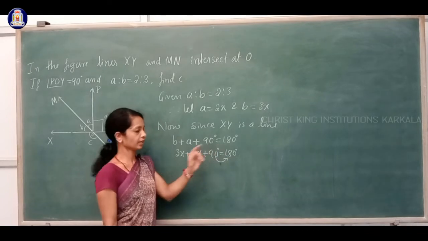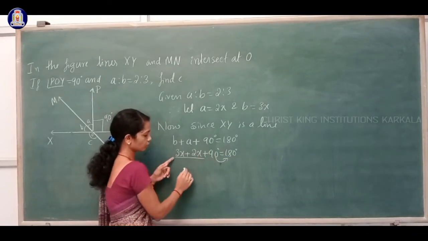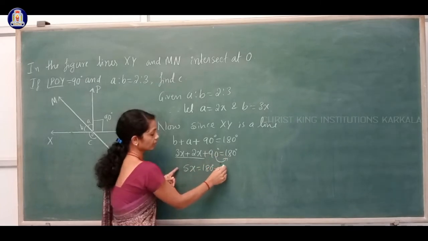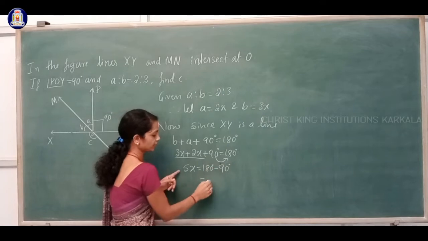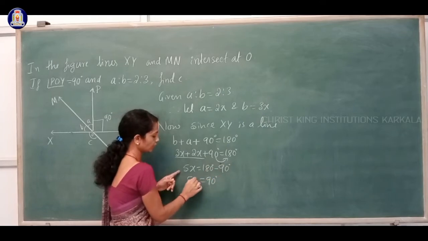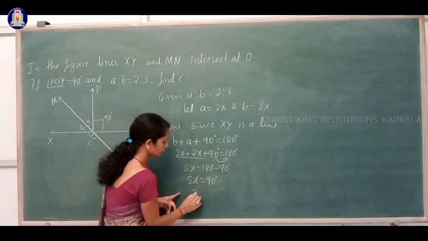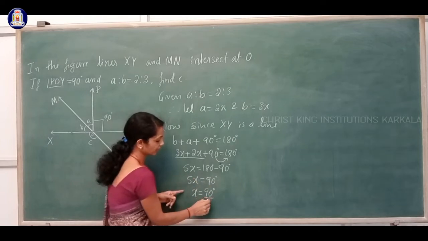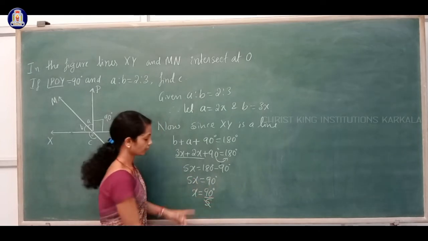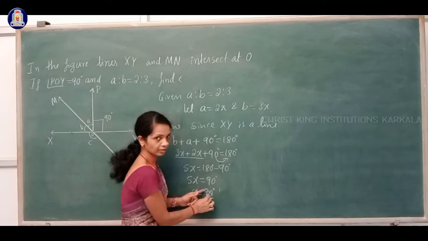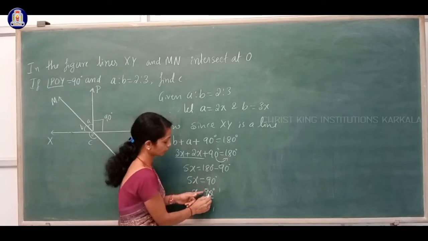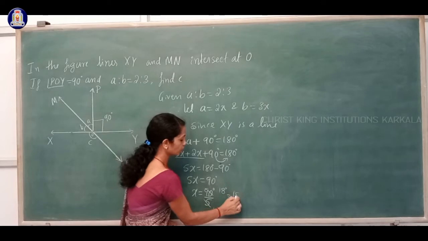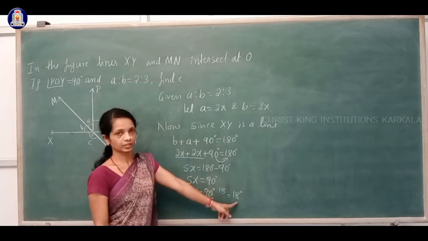Next, shift this 90 to the other side and add these two: 3x plus 2x, that is 5x, is equal to 180 degrees, and 90 on the other side becomes minus 90. 180 minus 90 is 90 degrees. So 5x is equal to 90. From this, x is equal to 90 divided by 5. 90 divided by 5 is 18. So x value is equal to 18 degrees.